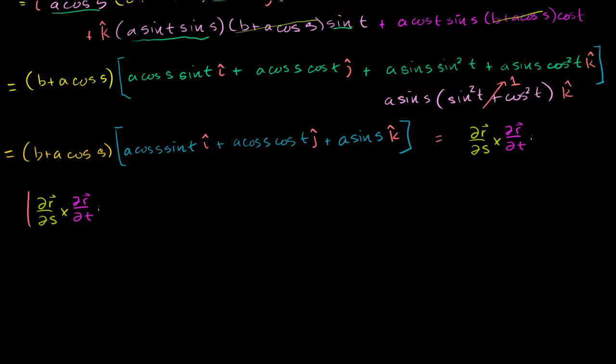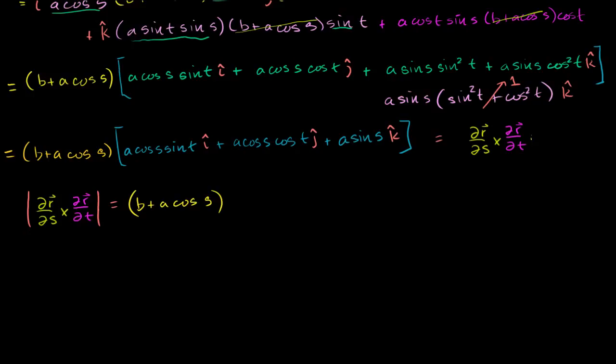So if we are interested in taking the magnitude of that thing, that's going to be equal to, well, this is just a scalar that's multiplying everything. So let's just write the scalar out there. So b plus a cosine of s times the magnitude of this thing right here. And the magnitude of this thing right here is going to be the sum of, you can imagine it's the square root of this thing dotted with itself. Or you could say it's the sum of the squares of each of these terms to the 1/2 power. So let me write it like that.